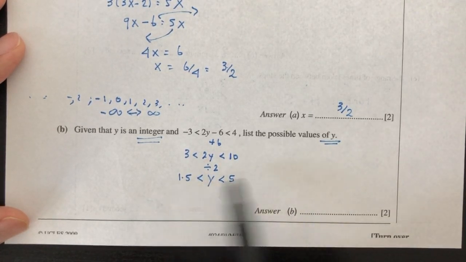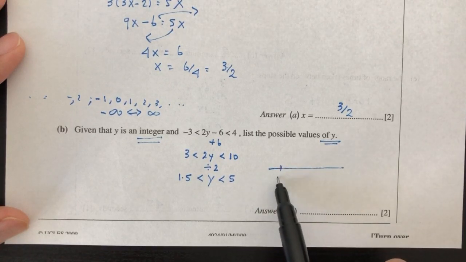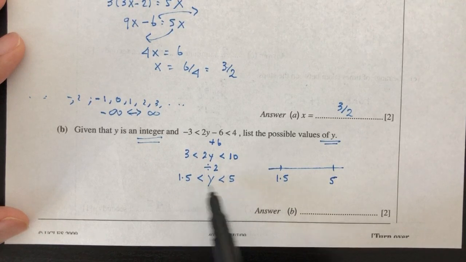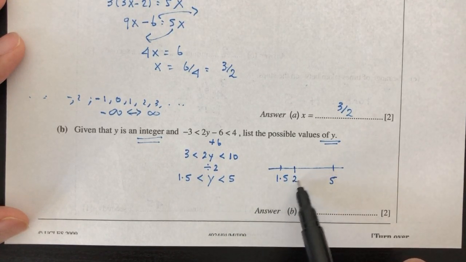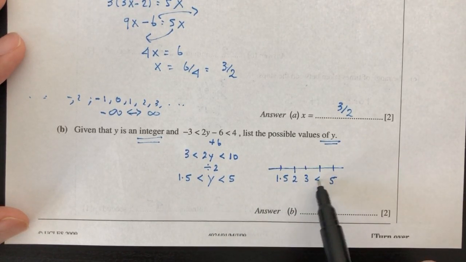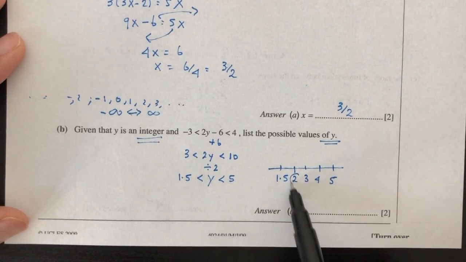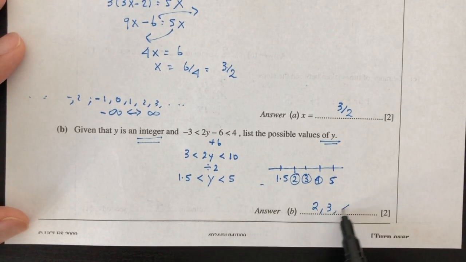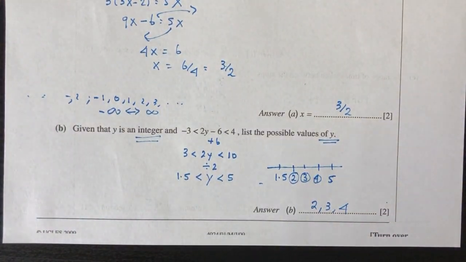As you can see, the value of y is between 1.5 and 5, but not inclusive. So here we have 2, 3, and 4. So integers would only be 2, 3, and 4 between these two. It will be 2, 3, and 4. That will be question number 17.